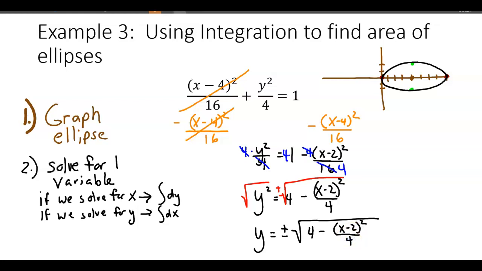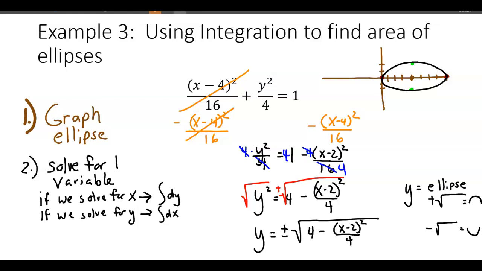Okay, so when you have a y equals ellipse, the positive part, the positive square root, refers to the top half of your ellipse. The negative square root refers to the bottom half of your ellipse. Same thing with circles, right?